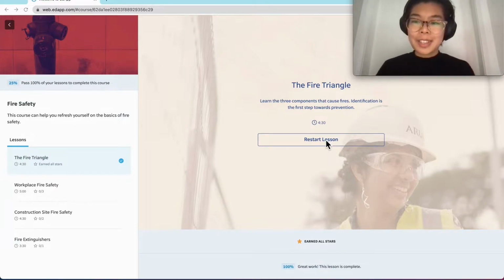Now, starting with this first lesson, we are focusing on the fire triangle. In this lesson, we'll learn about the three components that cause fires. Identification is the first step towards prevention. Let's hit start.